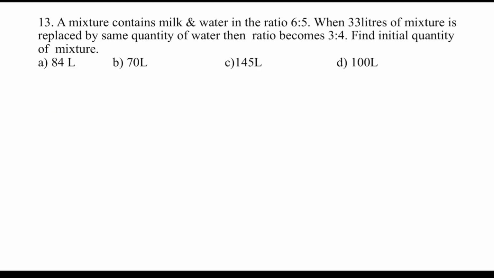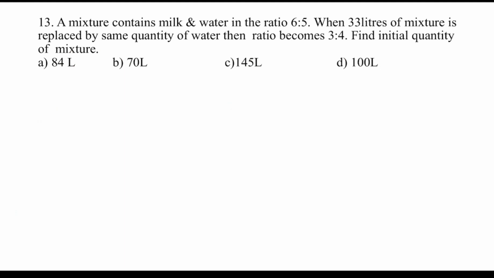Next problem. A mixture contains milk and water in the ratio 6 is to 5. When 33 liters of mixture is replaced by same quantity of water, then ratio becomes 3 is to 4. Find initial quantity of mixture.